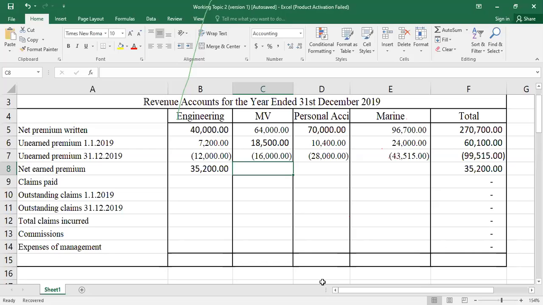$66,500. Thank you. Then for the personal accident, when someone is doing the motor vehicle, you should have someone doing the personal accident, so that we save on time. 52,400. Then we have the marine.